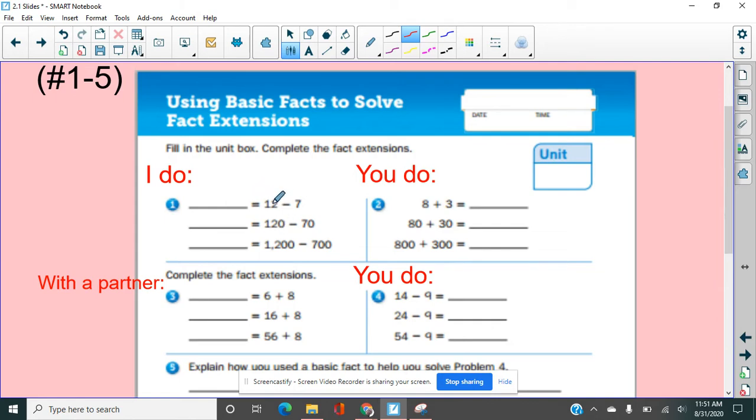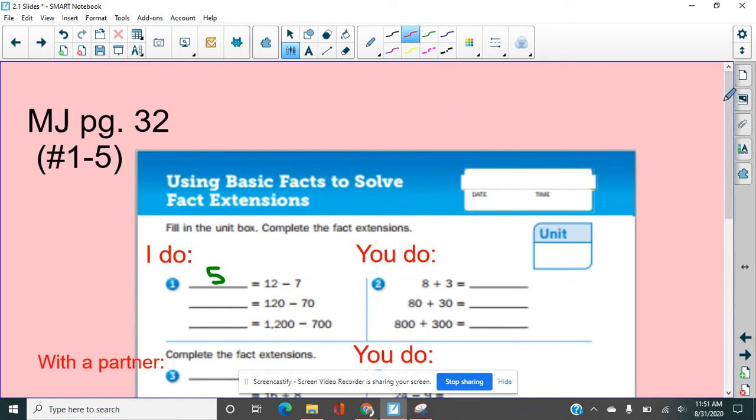So if we have 12 minus 7, 12 minus 7 is 5. So let's put a 5 right here. Oh, I forgot to have you go and open to this page. Take a moment and find Math Journal page 32. All right, now you're there with me.